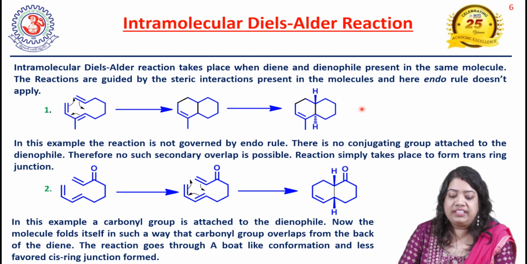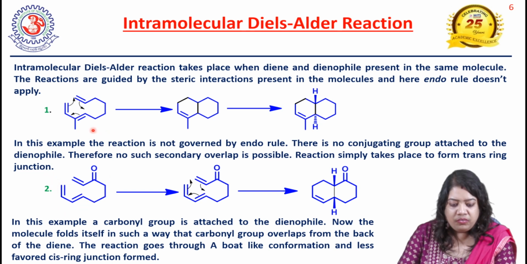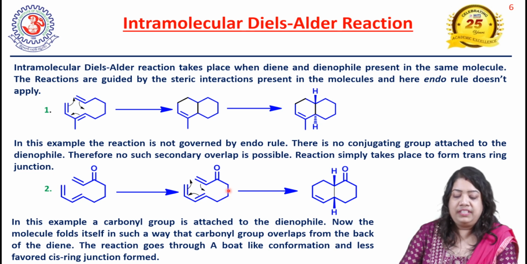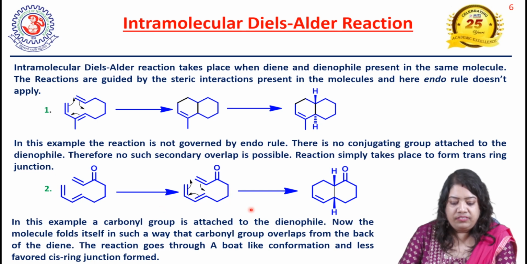Here only steric factors will be taken into consideration, and we will get exclusively exo product. And in the second example, we have one carbonyl group attached to this dienophile, and the diene part is the same as before. Only there is no substitution here, obviously. Due to the presence of this carbonyl group, it will now overlap from the backside of the diene. Therefore, the reaction goes through a boat-like conformation, and a less favored cis ring junction will be formed.